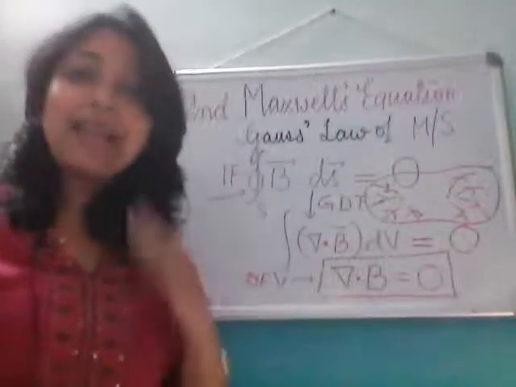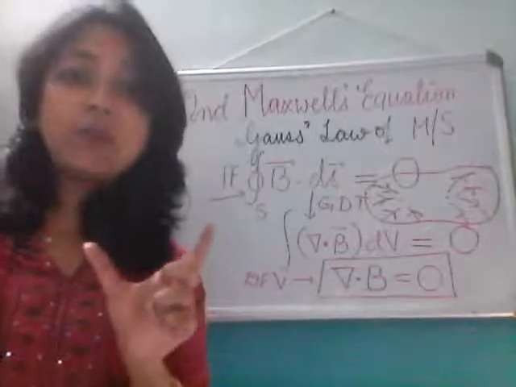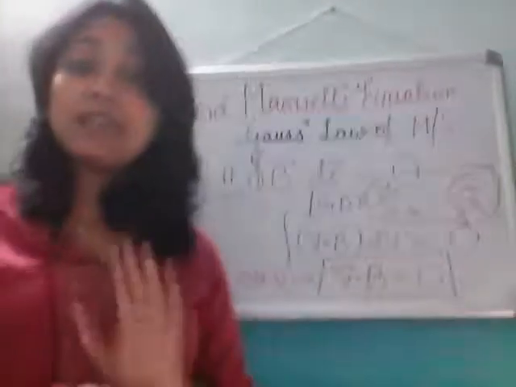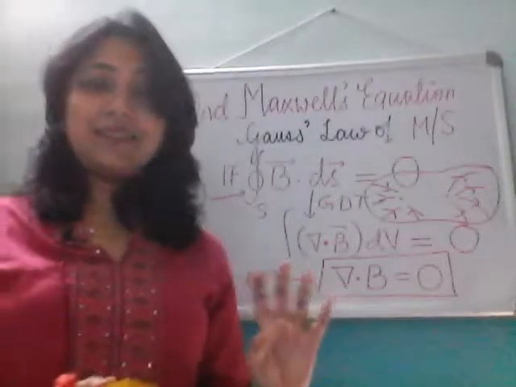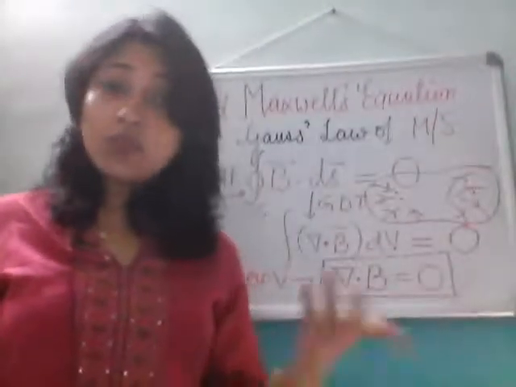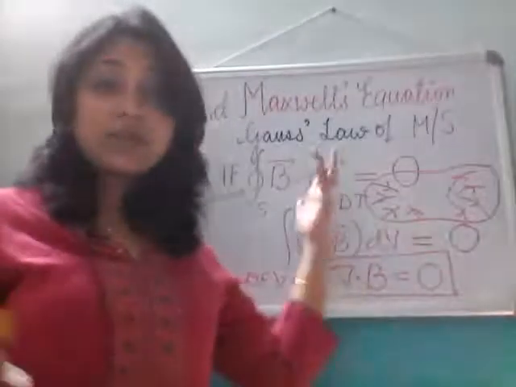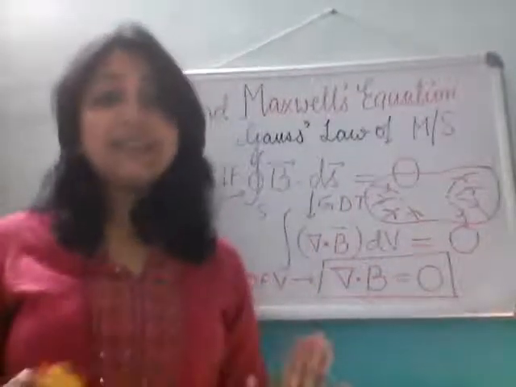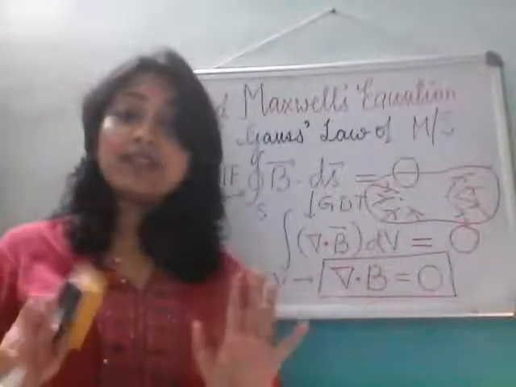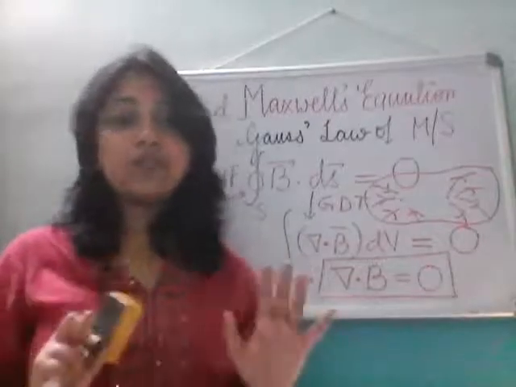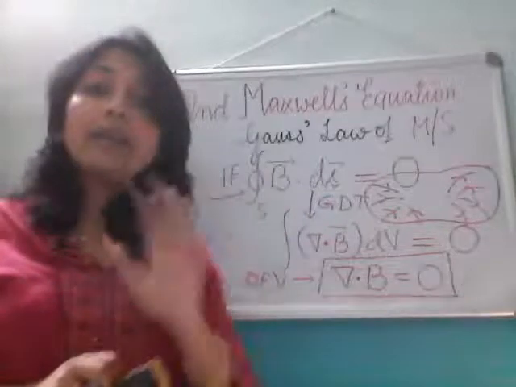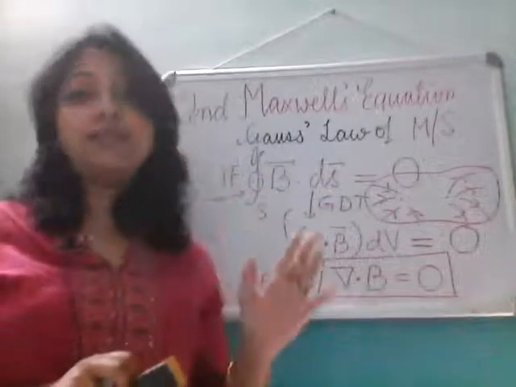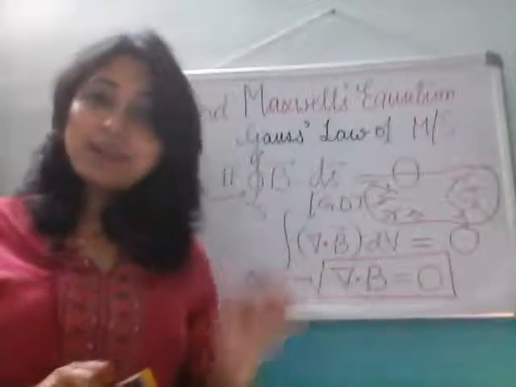Fine? Essentially, in one line, if I had to summarize this entire thing, I would say that magnetic monopoles do not exist. So if I was to ask you what is the physical significance of Maxwell's second equation, very easily you can say that the physical significance of the second Maxwell's equation is that magnetic monopoles cannot exist. Magnetic monopoles do not exist. Right? So, is this clear to all of us?